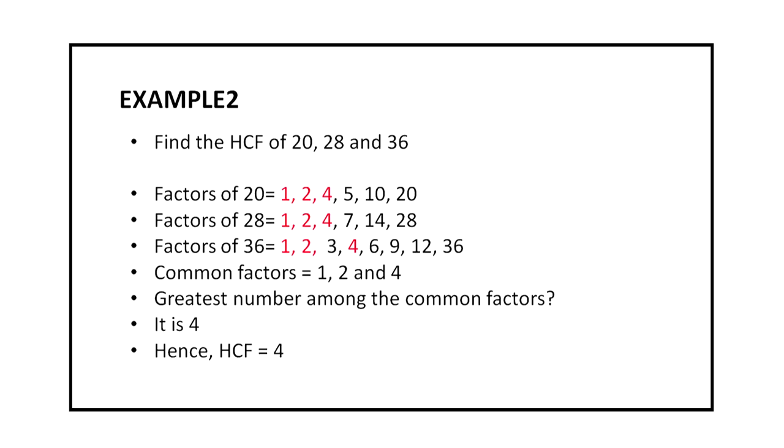So the second step, determine the common factors. By observation, we can see that 1, 2 and 4 are common to all the numbers. Now the final task before us, determine the greatest number among the common factors. We can easily see that 4 is the number which is greatest among the common factors. And hence, the highest common factor equals 4.